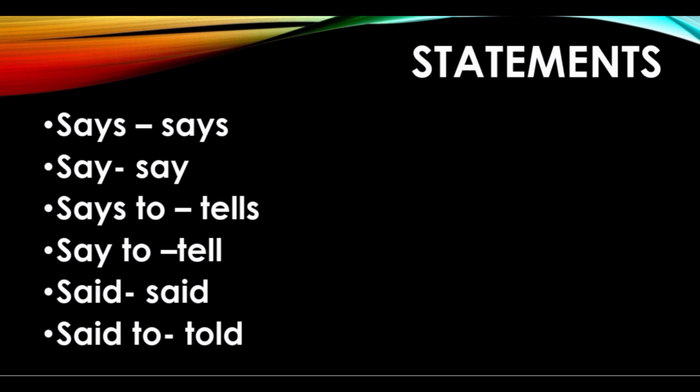Says will become says. Say only, there is no change. Says to will become tells. Say to will become tell. Said only. Said to will become told. In statements, when we are converting direct into indirect speech, the connecting word we use to connect the two parts of sentences is that.